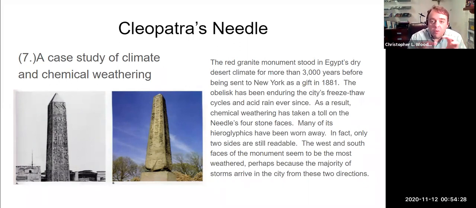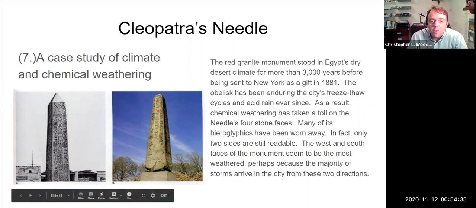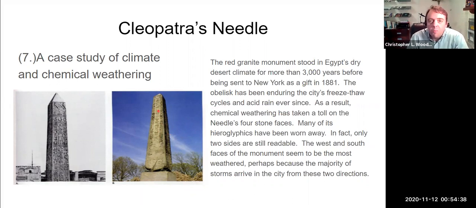So as a result of chemical weathering, you can see what happened. There's one side or two sides of the needle now that you can't even read anymore, whereas before, in Egypt, up to 1881, you could. And the cool thing is that it's on the west and southern sides of the obelisk that are most weathered, because that's the prevailing direction for storms. So chemically broken down. Whereas when it was in Egypt, it was hot and dry. You didn't have that chemical weathering. Never had ice wedging either, but now you do. Now it comes to New York, it has a temperate climate, lots more humidity, and it's been broken down very quickly.